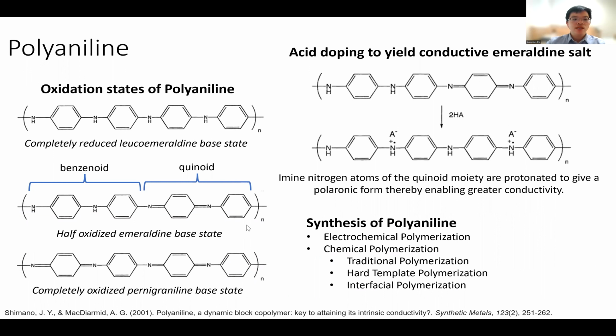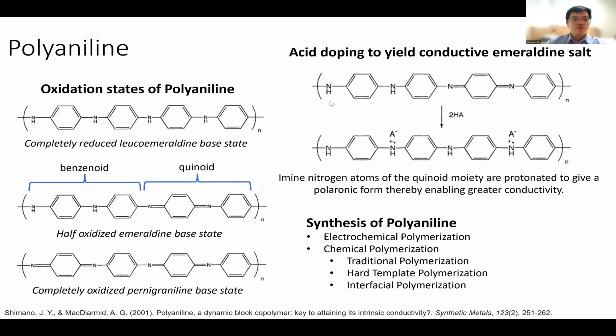During the polymerization of the aniline monomer, polyaniline transforms into one of the three oxidation states: completely reduced leucoemeraldine base state, half oxidized emeraldine base state, and the completely oxidized pernigraniline base state. The emeraldine base state is a semiconductor and is composed of an alternating sequence of 2 benzenoid units and 1 quinoid unit. The leucoemeraldine base state only has benzenoid units, and the pernigraniline base state quinoid units.